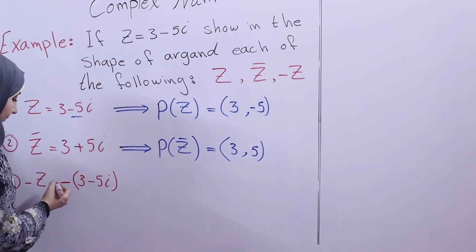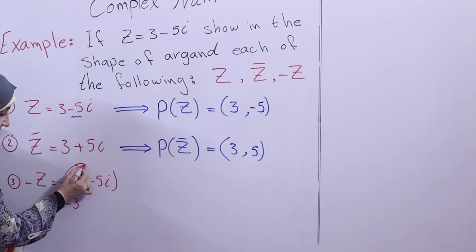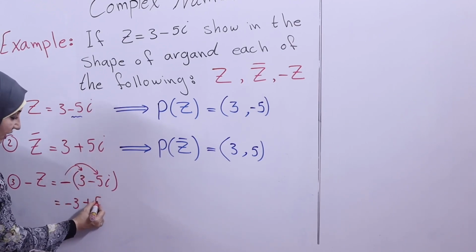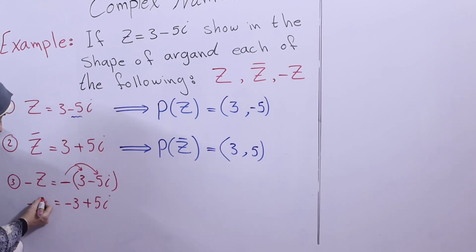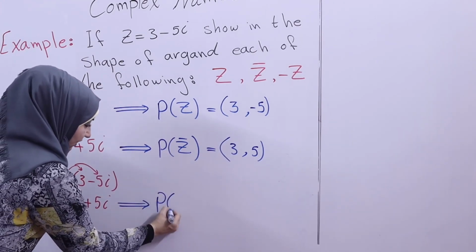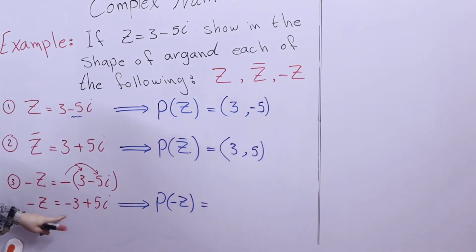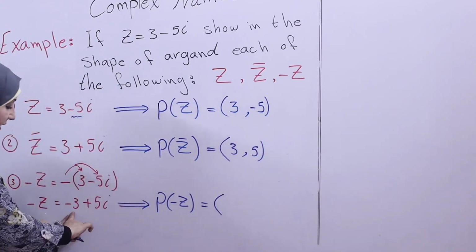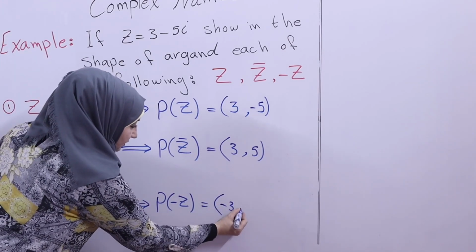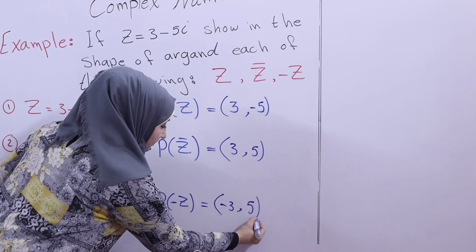And it will be negative 3 plus 5i. This represents the additive inverse for Z. So if we want to write it by the Cartesian form, the point of negative Z will be: the real part will be the x coordinate, and the imaginary part will be the y coordinate.